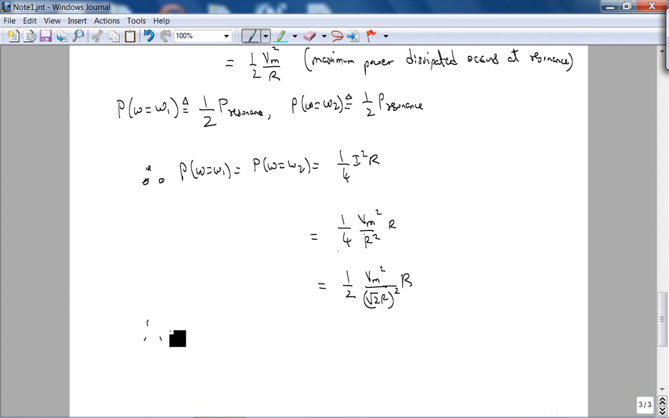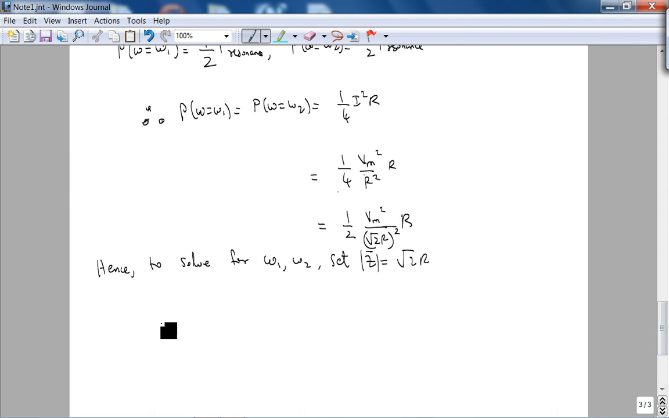Therefore, to solve, so I'm going to use hence because I already used therefore. Hence, to solve for omega 1, omega 2, set Z, which is the magnitude of the impedance, to square root of 2R. Therefore, you get square root of R squared plus (omega L minus 1 over omega C) the whole squared is square root of 2R, okay?